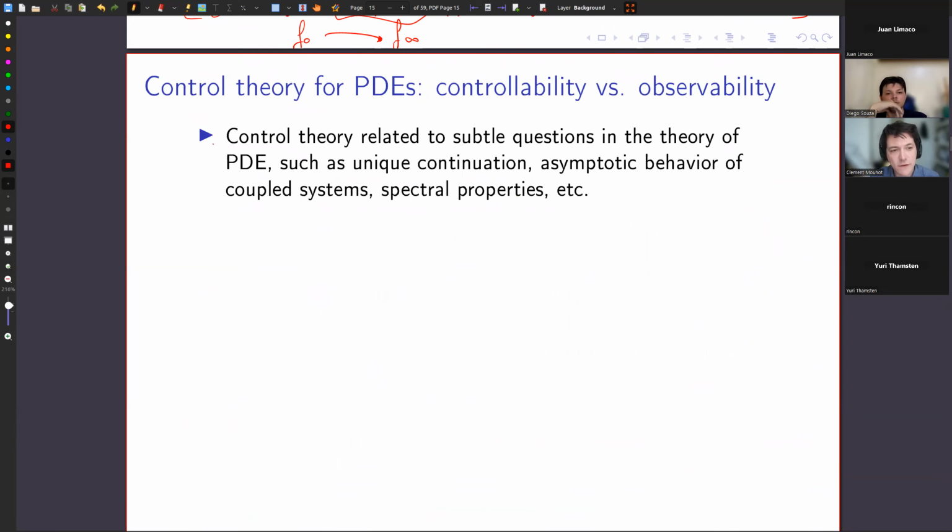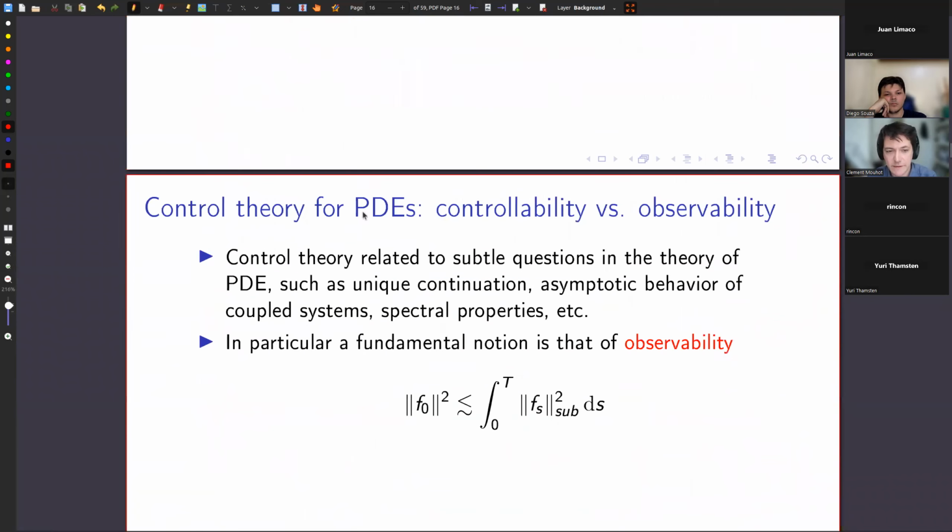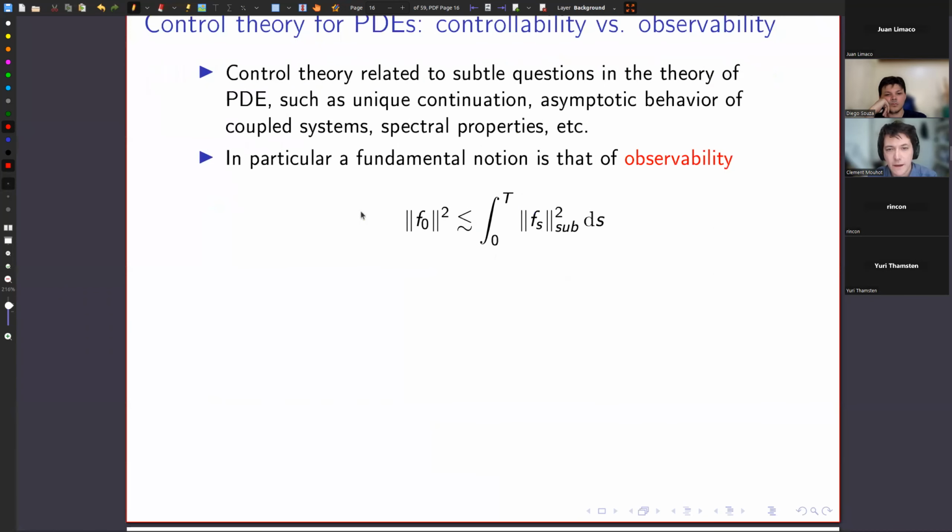And these questions are connected to an extremely old and famous area of PDEs, for hyperbolic, parabolic and elliptic PDEs: the questions of unique continuation. Asymptotic behavior of coupled systems and spectral properties are connected to a lot of things in PDE. And in particular, it goes back.